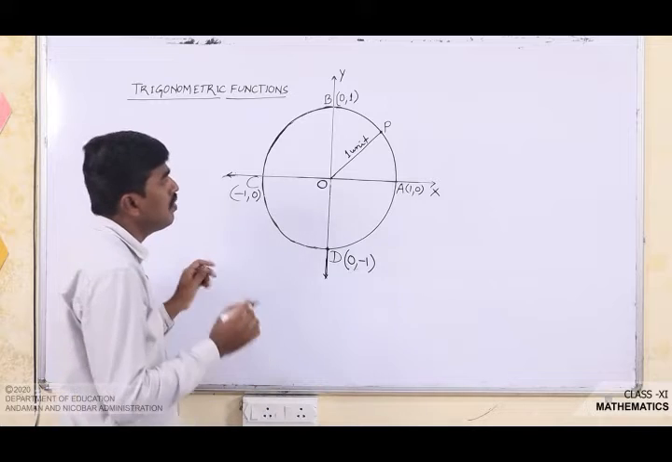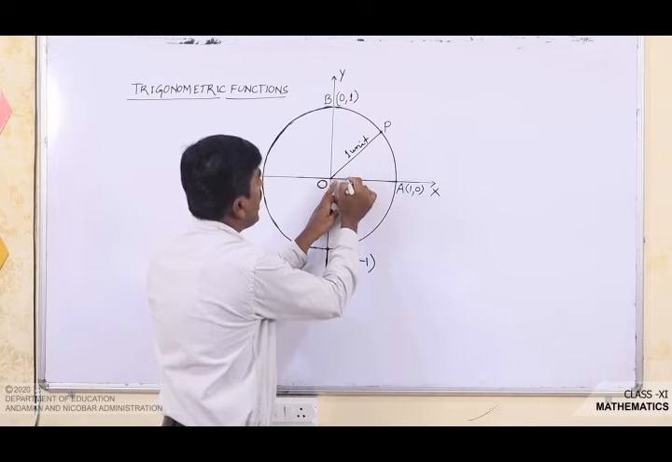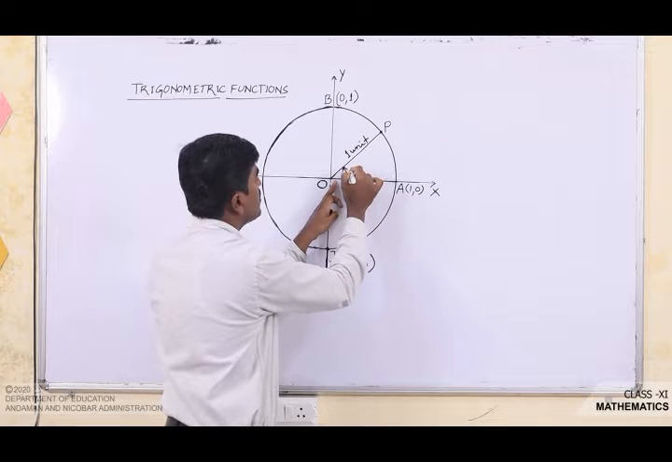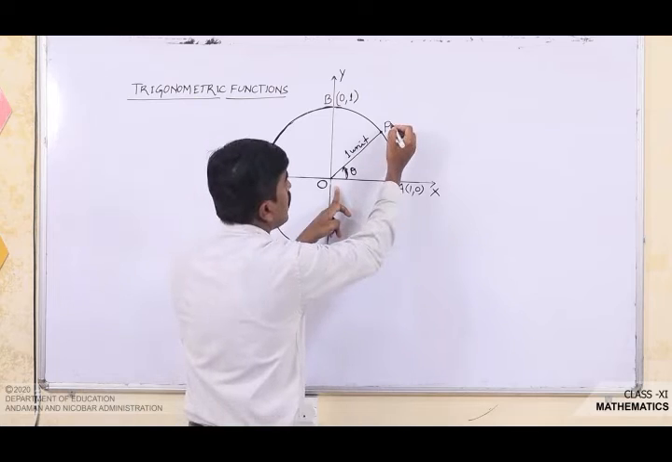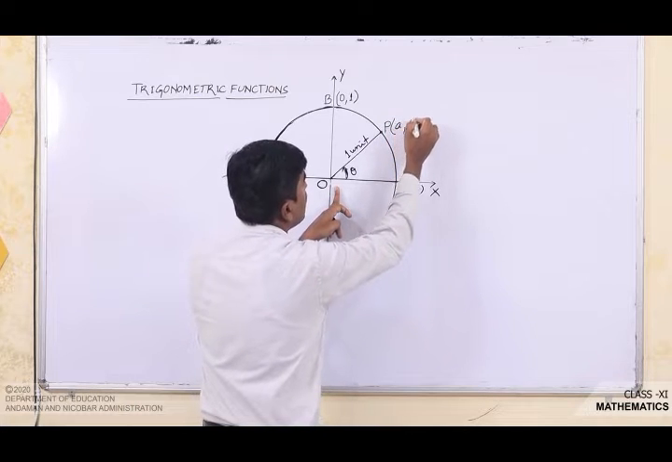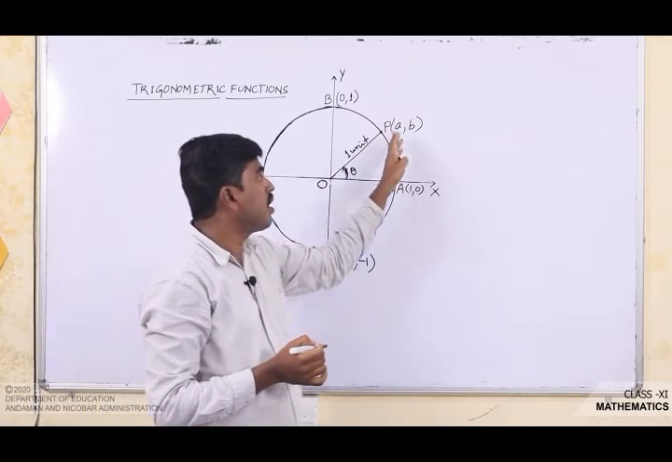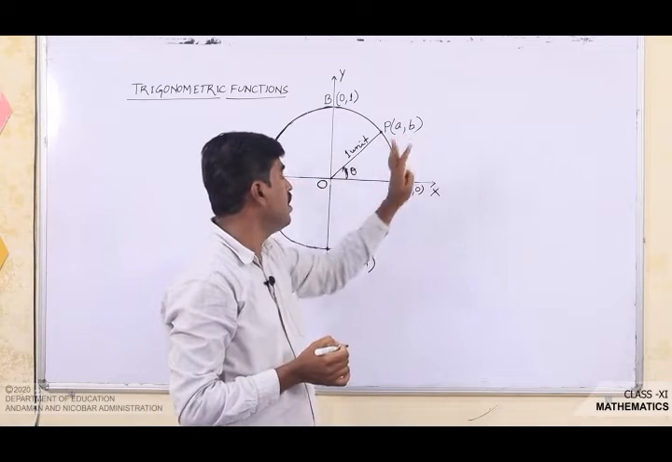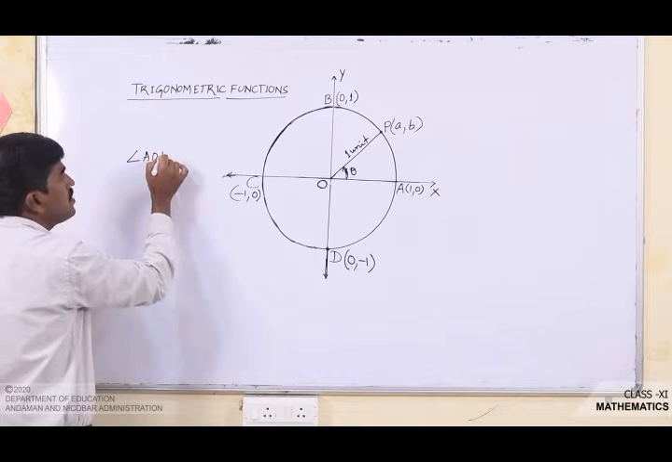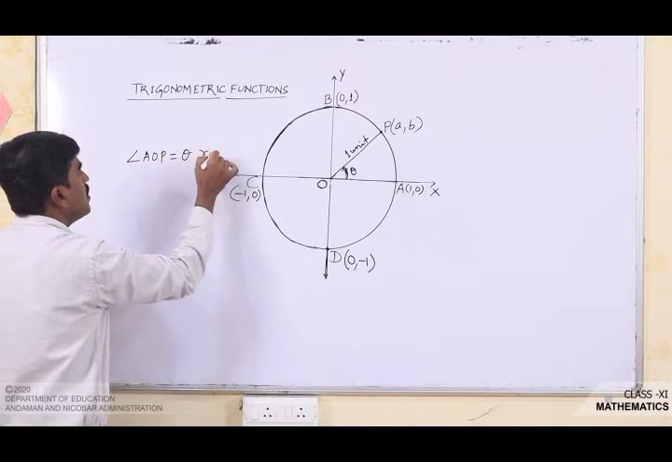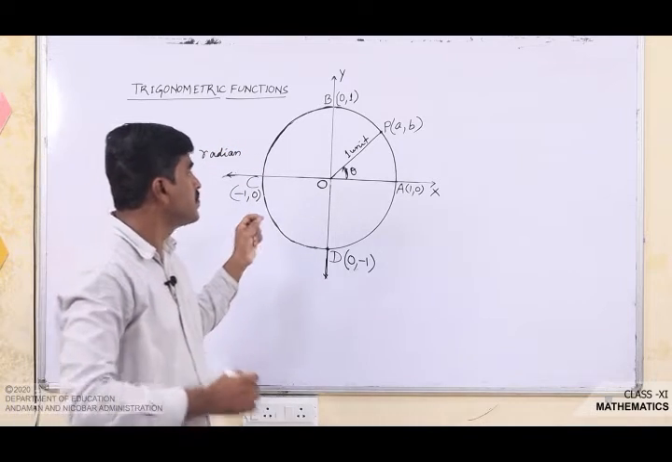Okay. Now suppose this is the angle theta. So let us suppose this angle is theta radian. Let us suppose the coordinates of this point be a, b. P is a point on the circle and the coordinates of the point P is a, b. So angle AOP is equal to theta radian. It is in radian. You know how to convert it into degree.